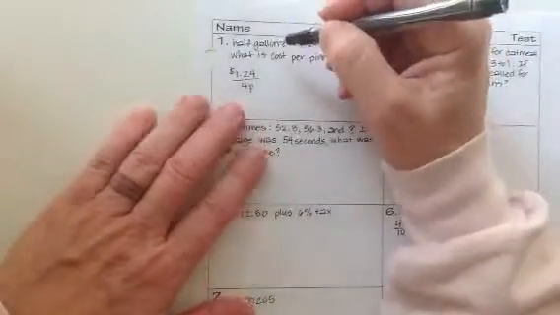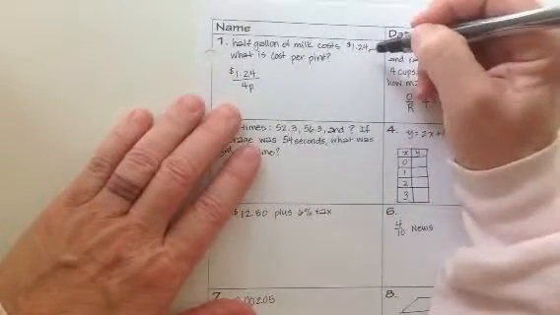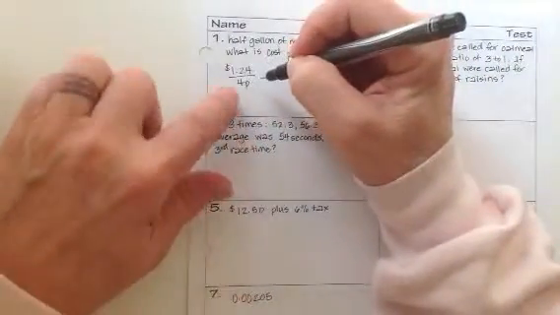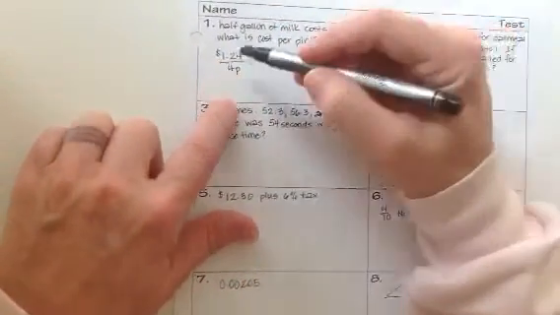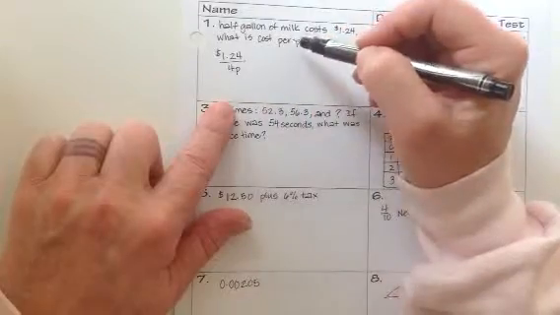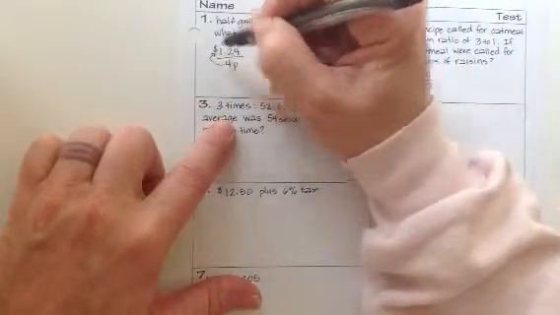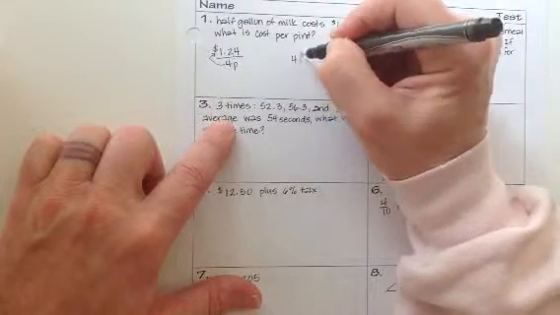All right, first question says, half gallon of milk costs $1.24. What is the cost per pint? Remember that per also is a division line. I happen to know that there are 4 pints in a half gallon. You need to know that. So per is division. I'm going to divide 4 into $1.24.